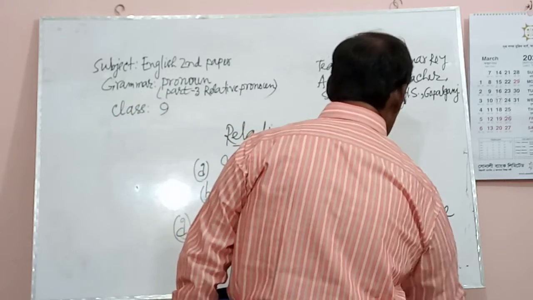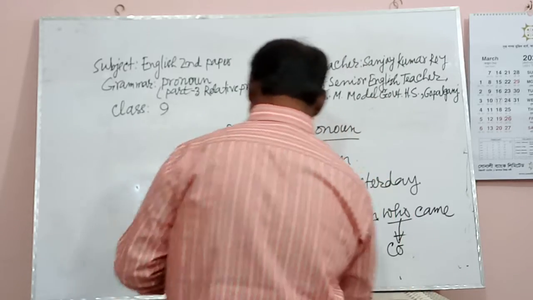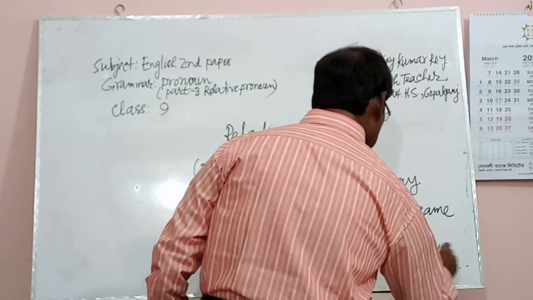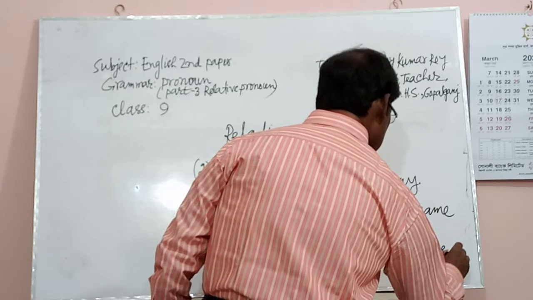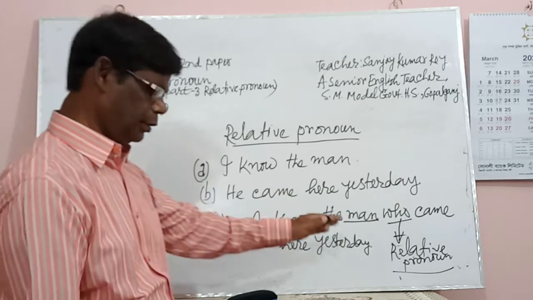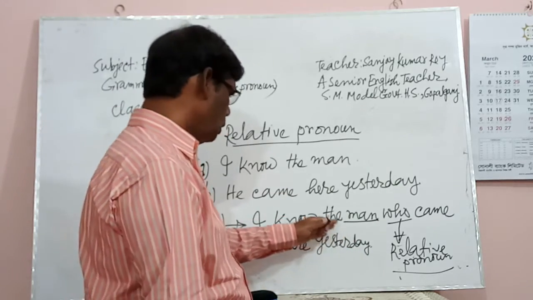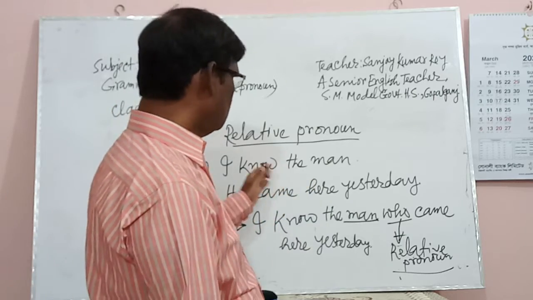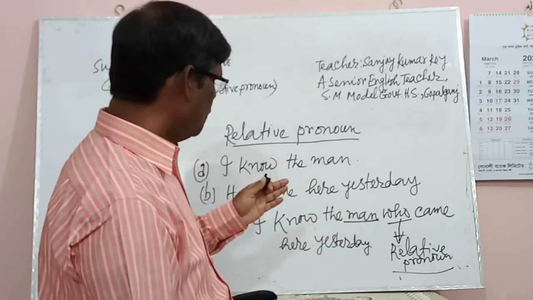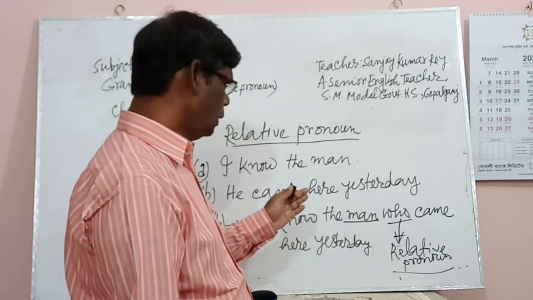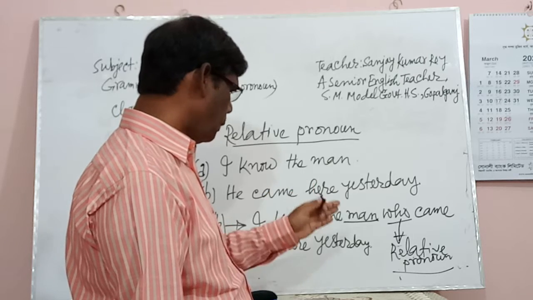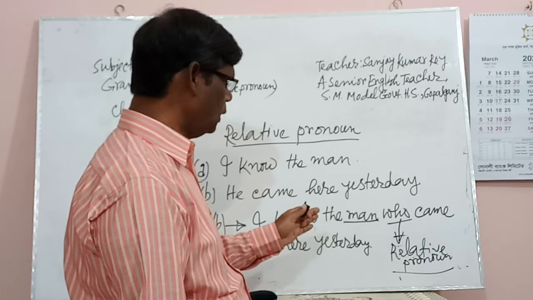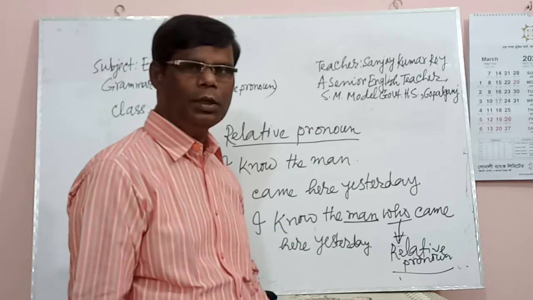This who is a relative pronoun here. So we can define relative pronoun. The pronoun which is placed immediately after a noun or pronoun, refers to that noun or pronoun and becomes a pronoun, and at the same time joins two sentences or clauses, is called a relative pronoun.